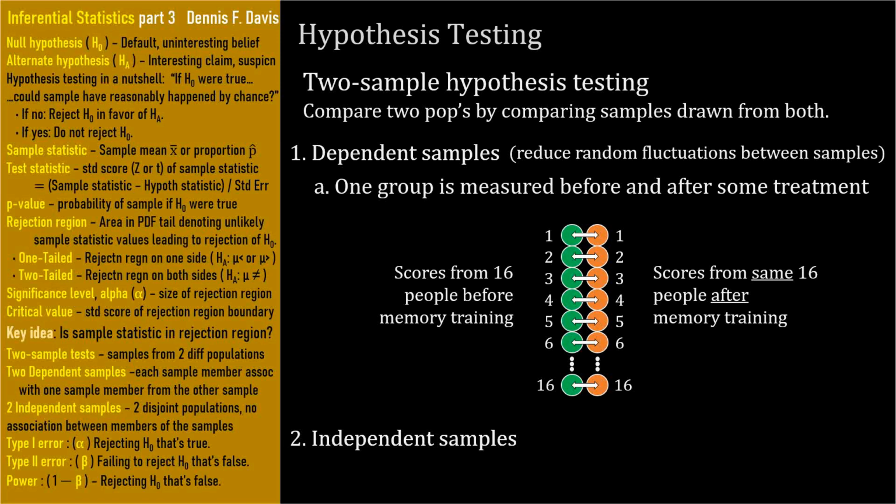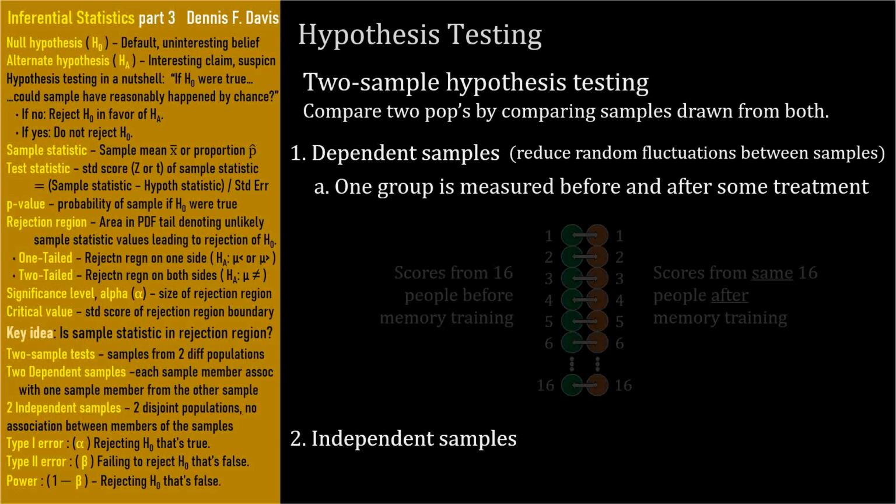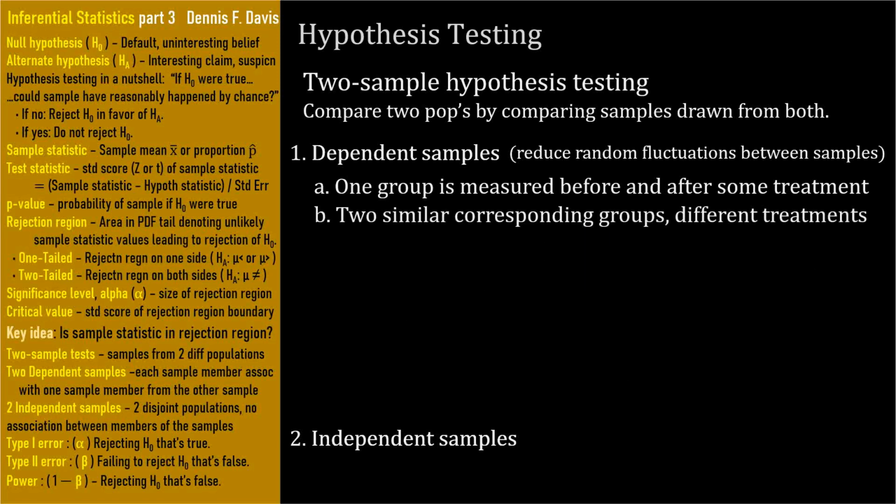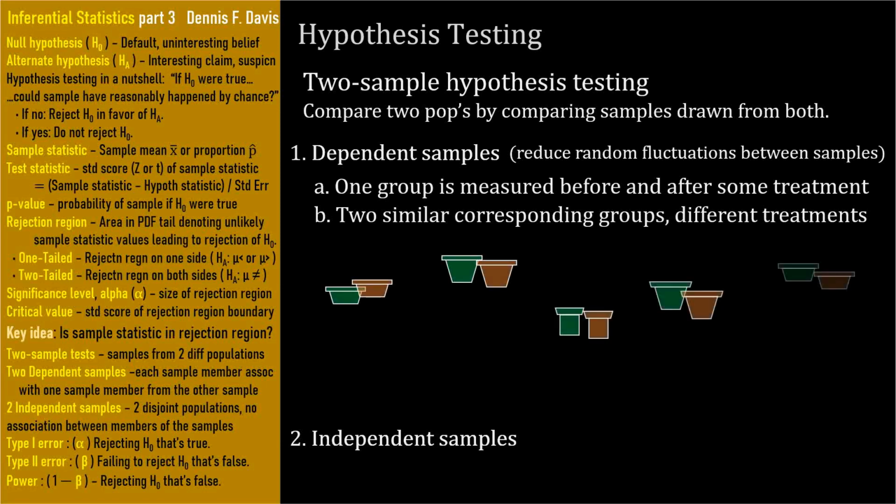Before and after studies are a very common two-dependent sample scenario, but not the only one. We can also identify or create two similar corresponding groups and give each group a different treatment. For example, to test the effectiveness of two fertilizers, we may set up pairs of flower pots, each with identical soil composition, water, and sunshine, differing only in the fertilizer being tested. This has the same effect of limiting, as much as possible, unknown variability between groups, so that any variability we observe can be more readily attributed to the treatments being tested. That's the idea with dependent samples.